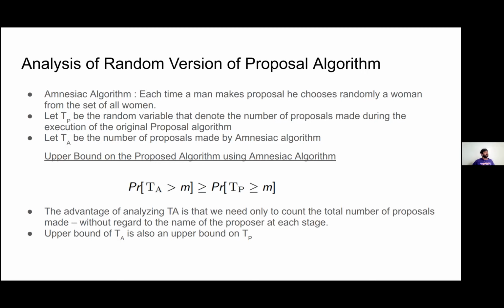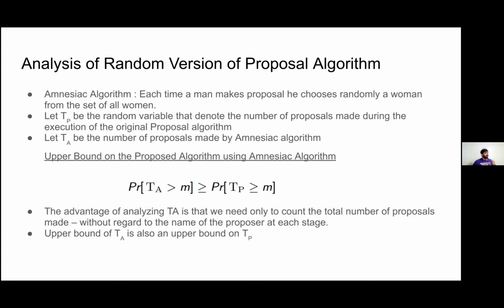Let me remind you of the two algorithms here. One is the main proposal algorithm that we have, and now we have the amnesiac algorithm where a man makes proposals randomly. So let TP be the random variable that denotes the number of proposals made during the execution of our original algorithm, and TA be the number of proposals made in this amnesiac version. We can see that the probability of TA greater than m is always greater than or equal to the probability for the original algorithm, because in this algorithm there are always multiple redundant random proposals being made.